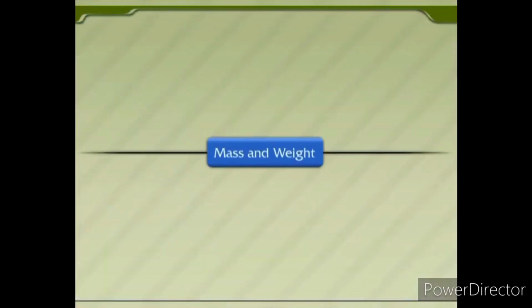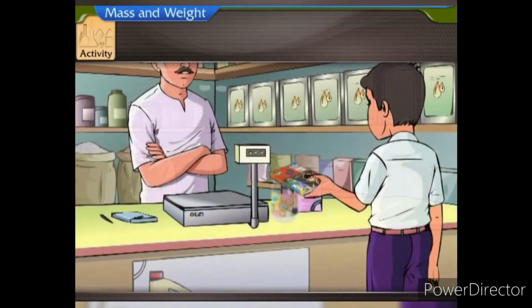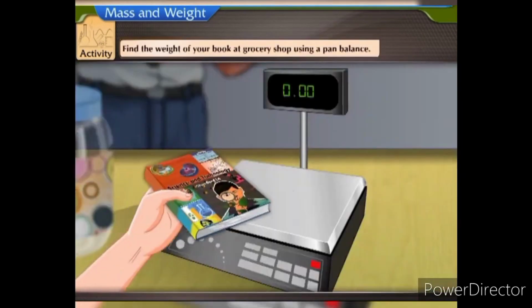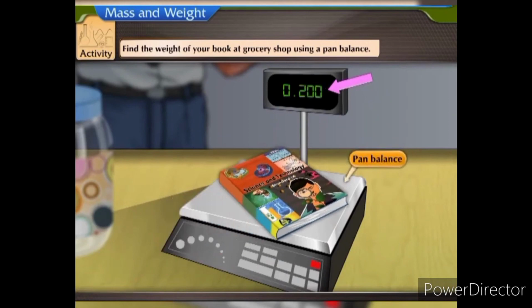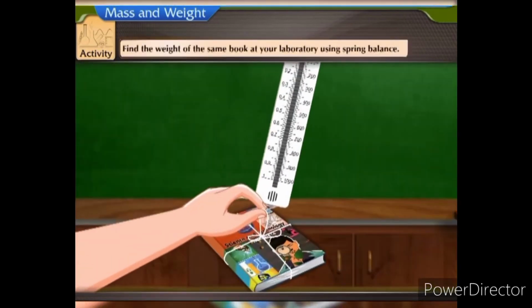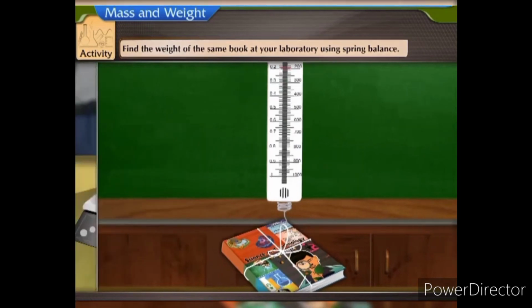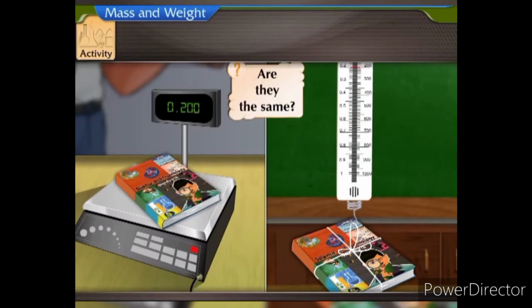Mass and weight. Let us do an activity. Find the weight of your book at a grocery shop using a pan balance. Find the weight of the same book at your laboratory using a spring balance. Are they same? Yes, they are same.